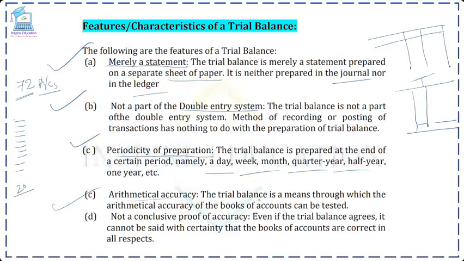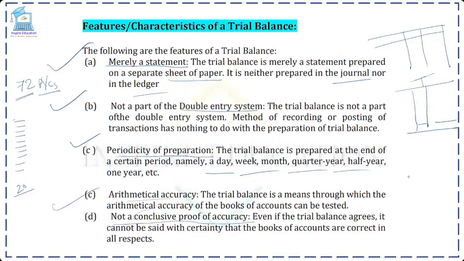Trial balance ensures the arithmetical accuracy, but it is not a conclusive proof of accuracy. It means that if your trial balance agrees, it doesn't guarantee that your journal entries and ledger postings are correct, though the trial balance may agree.